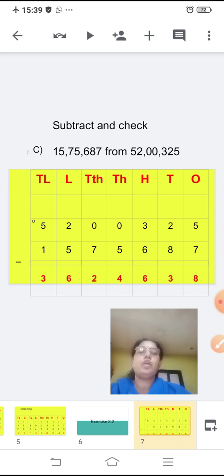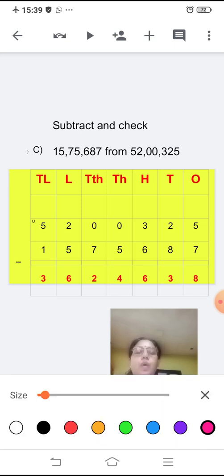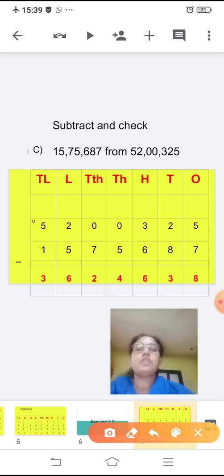5 minus 7 you cannot do, because 5 is smaller than 7. So you will borrow from the tens place. The number in the tens place is 2. So you will cut this and make it 1, and when you borrow, this number will become 15. Now 15 minus 7 is 8. Now from 1 you cannot subtract 8. So again you will borrow from the hundreds place. This will become 2 and this will become 11. 11 minus 8 will give you 3.